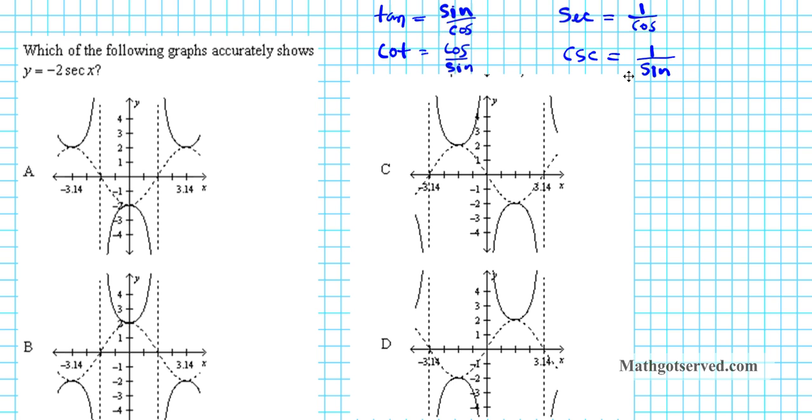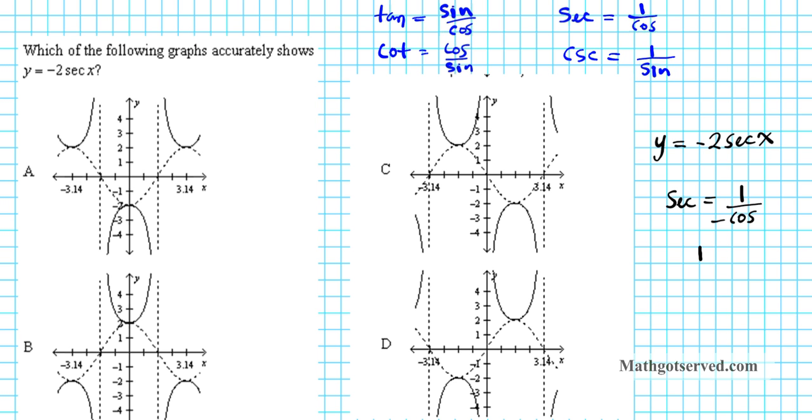All right, now let's take a look at this option right here. The problem tells us that y is equal to negative 2 secant x. So the asymptotes of secant, since we know secant is 1 over cosine, the cosine function helps us to determine where the asymptotes are. But we have to be careful here, there's a negative. Okay, so we're going to be looking at the negative cosine.